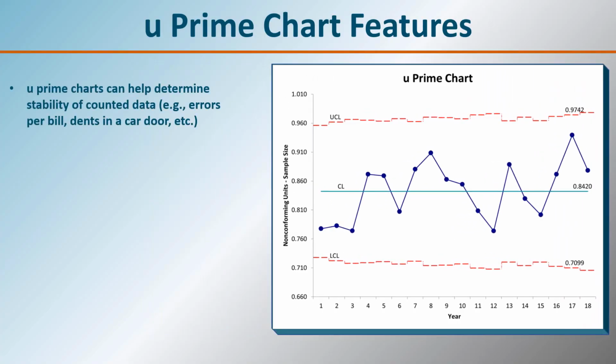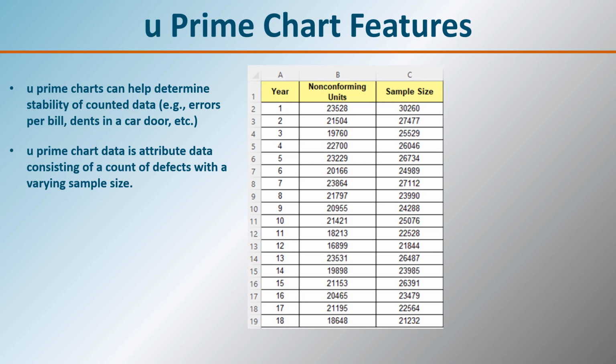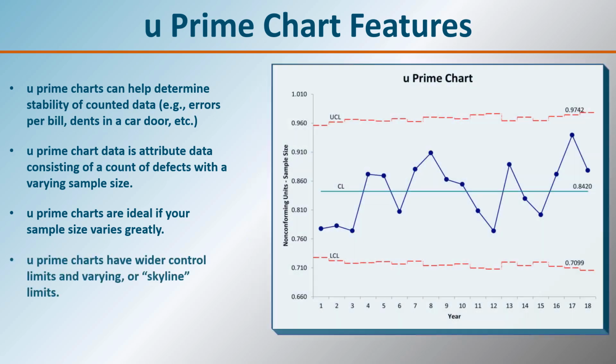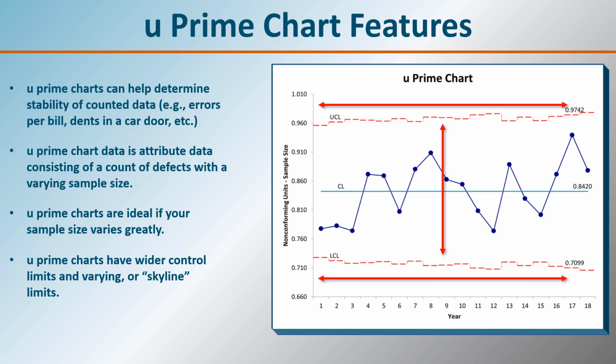U-prime charts can help determine stability of counted data, for example, errors per bill or dents in a car door. U-prime chart data is attribute data, consisting of a count of defects with a varying sample size. U-prime charts are ideal if your sample size varies greatly. U-prime charts have wider control limits and varying or skyline upper and lower control limits.